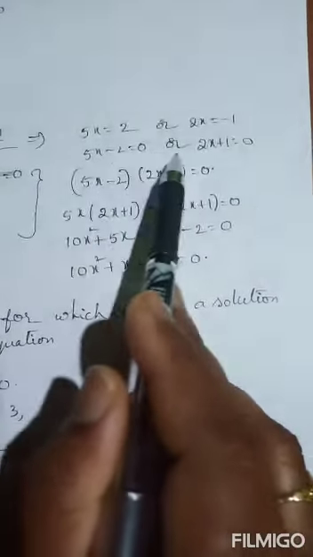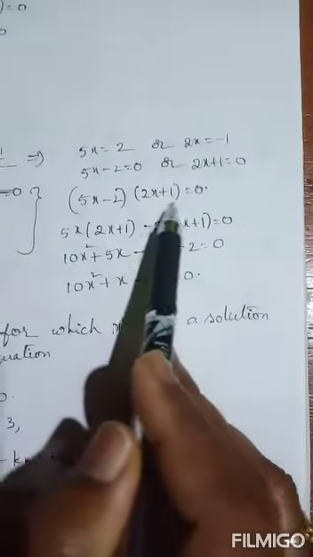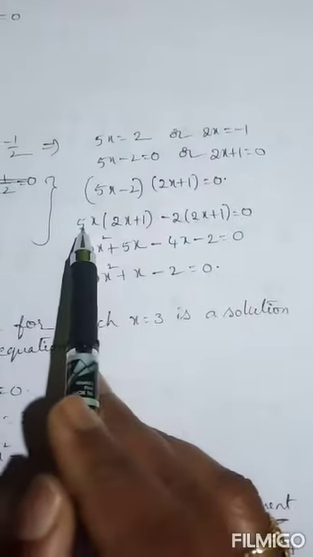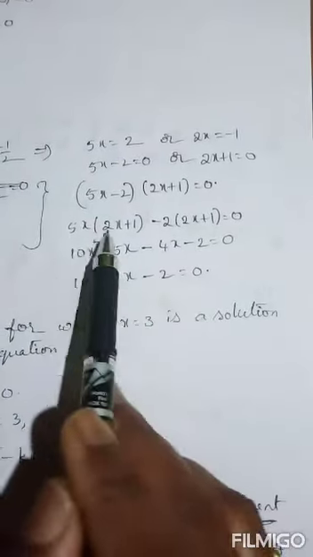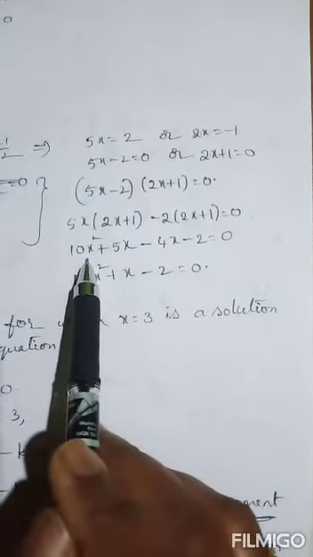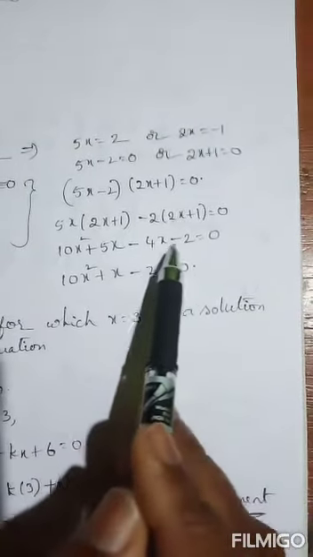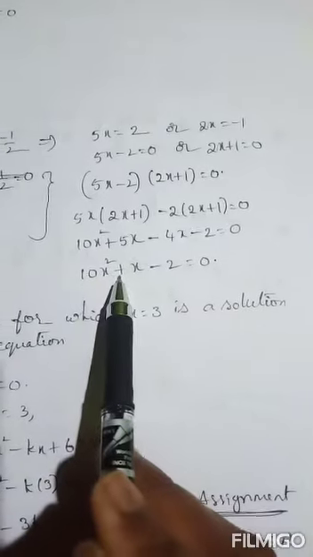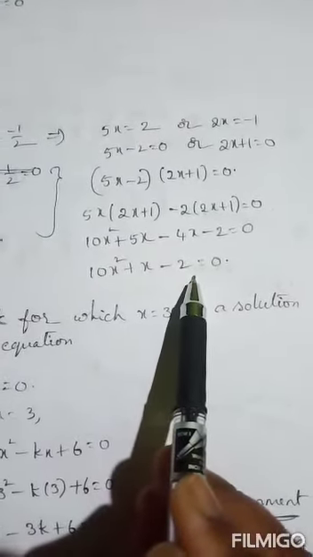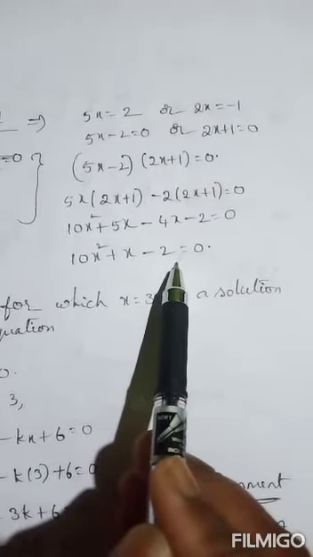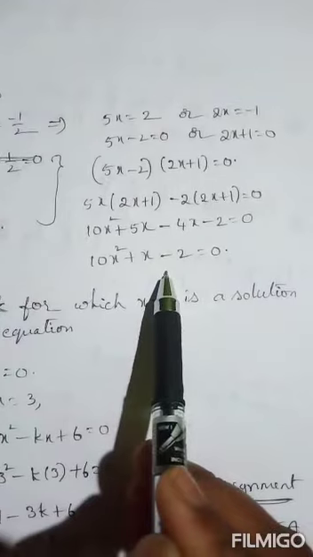Then according to the zero product rule, 5x minus 2 into 2x plus 1 equal to 0. Then if you multiply 5x into 2x plus 1 minus 2 into 2x plus 1. If you multiply 5x into 2x, 10x square plus 5x minus 4x minus 2 equal to 0. Then if you simplify, 10x square plus x minus 2 equal to 0. This is the process. If you get the solution set, we can write the quadratic equation from the given solution set.